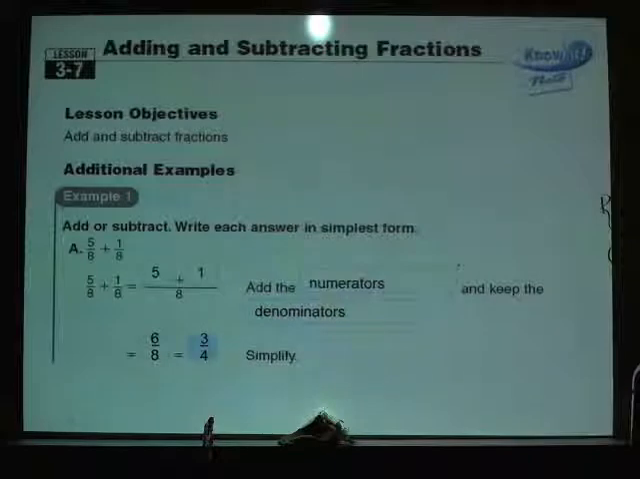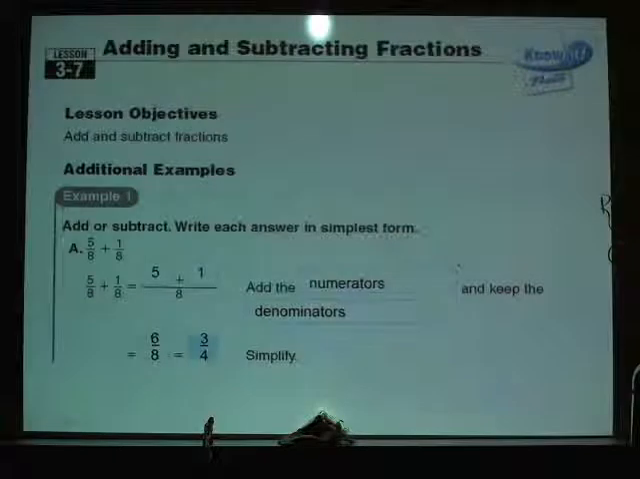Now, what's nice about this question is we already have common denominators. When you add or subtract, you are absolutely required to have those common denominators. And remember, the denominator is the bottom number in the fraction. Well, since we already have that, we don't have to worry about it, so we can just go ahead and add in example A here.